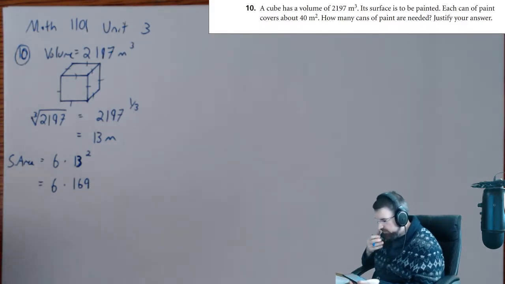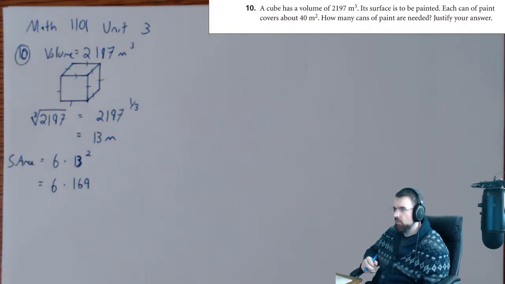All right, so 6 times 70 would be 420. Nice. But it's 6 times 69, even nicer.